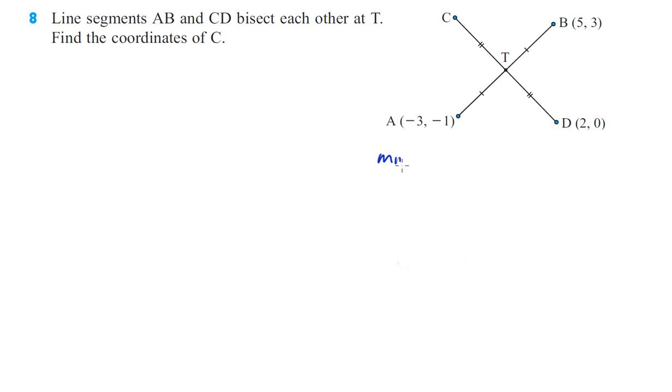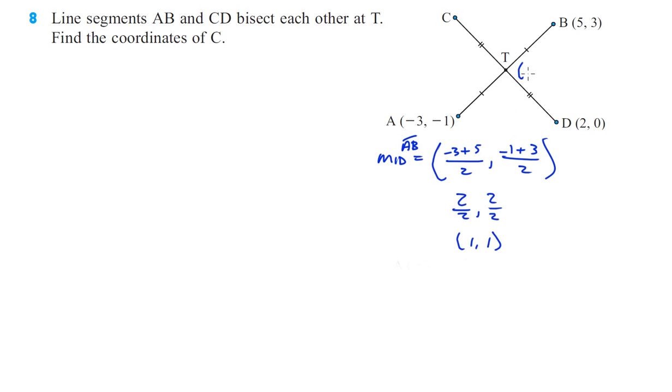So midpoint of A and B, midpoint of AB is going to be negative 3 plus 5 over 2, and then we've got negative 1 plus 3 over 2, right? So that's going to give us 2 halves and 2 halves, which is 1, 1. So this point right here is 1, 1.